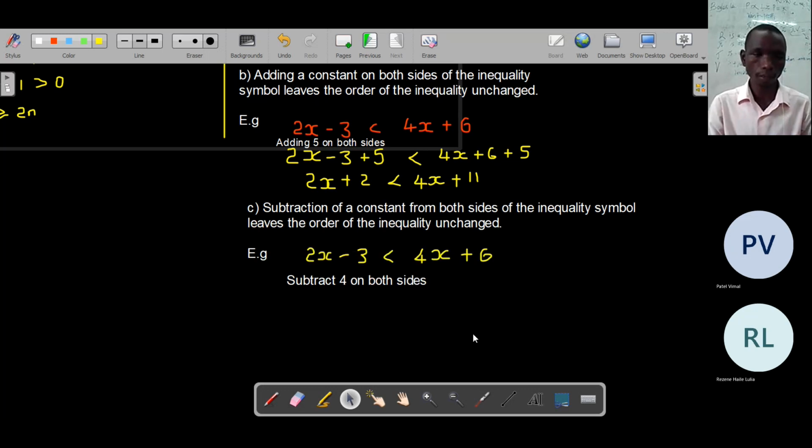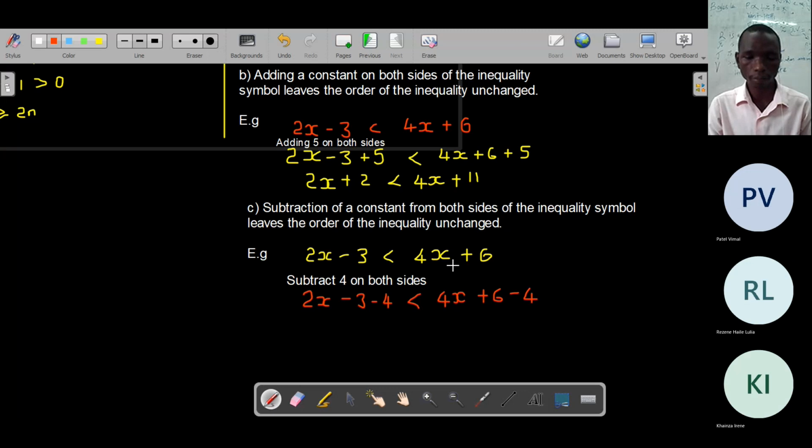So when you subtract 4 on both sides, this side you are going to have 2x minus 3, and we are subtracting 4, so minus 4. The inequality symbol has to remain the same. The order has to remain. So the other side we have 4x plus 6, also minus 4. So I've subtracted 4 on both sides. This side I'll have 2x and then negative 3 minus 4 we get negative 7. Then the opposite side 4x, it will be plus 2.